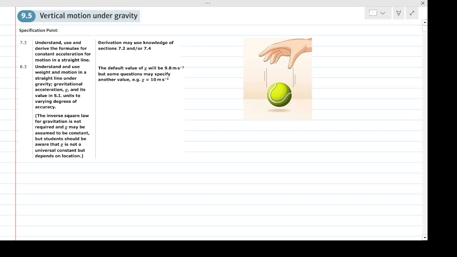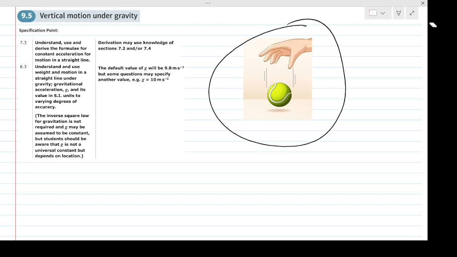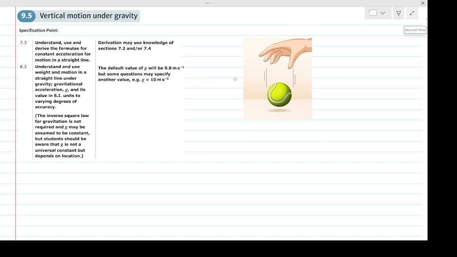Hello, so in this final part of this chapter about constant acceleration, about things moving, we're going to look at things moving, particularly when they're falling down. So in this picture, for example, we've got this tennis ball. Originally, this person is holding the tennis ball, then releases it from their hand, and the tennis ball moves down to hit the floor.